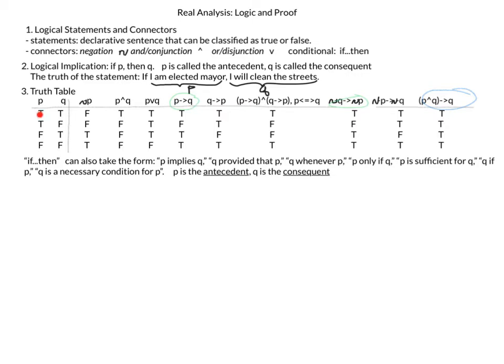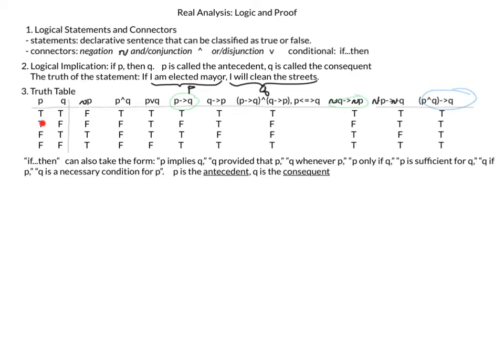So if P is true, I am elected mayor, and Q is also true, then we would consider the statement, if I'm elected mayor, I will clean the streets. If I was elected mayor and I also clean the streets, you would say, oh, my campaign promise, I made a true statement to you. I did not lie to you.